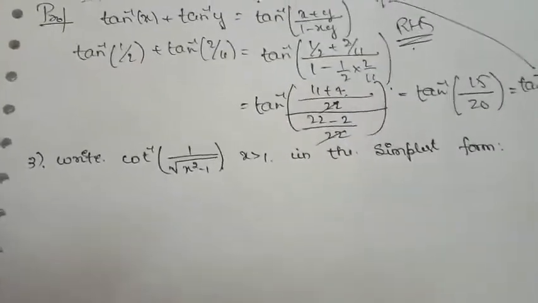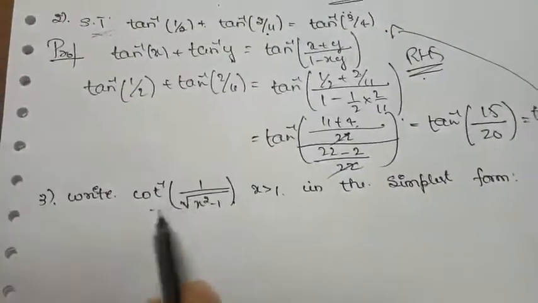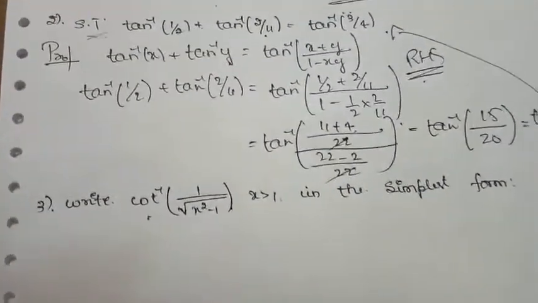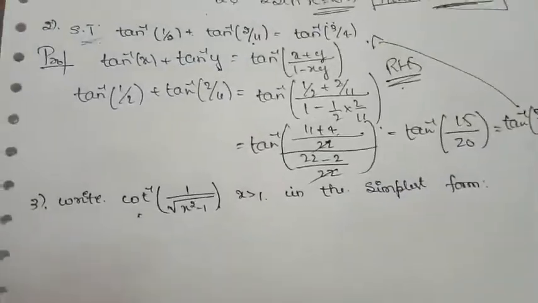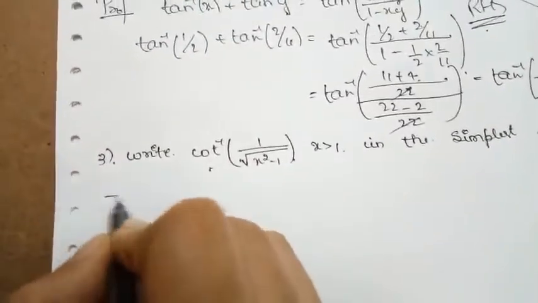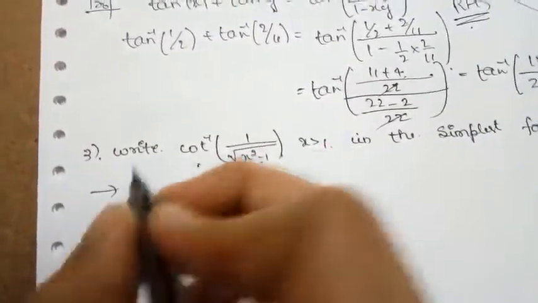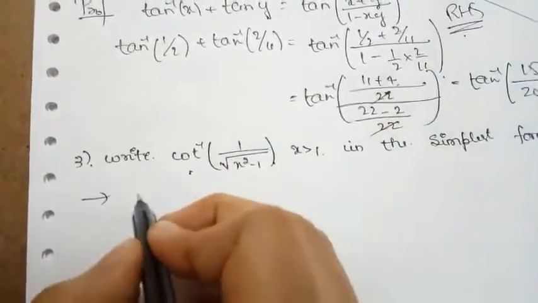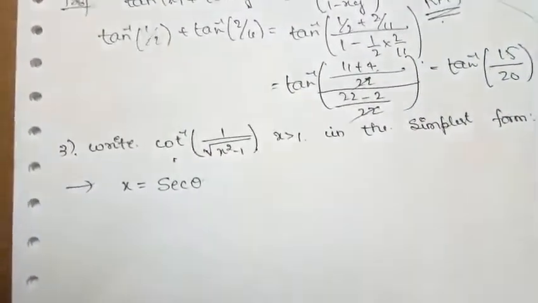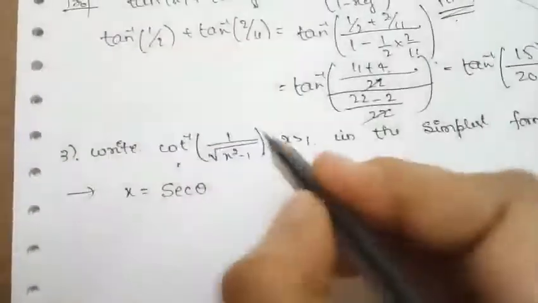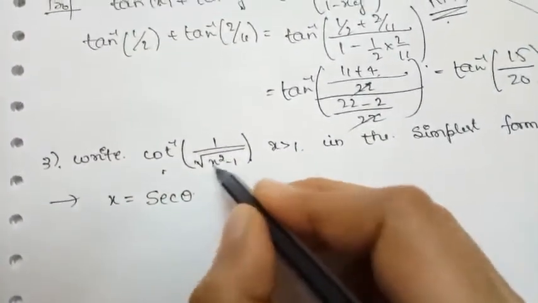The next question is, we need to write this one, that is cot inverse of 1 divided by square root of x square minus 1, in the simplest form. I need to bring this as simple as possible. So to begin, what I am going to consider is x as secant theta. Why secant theta only, you will come to know. So x is equal to secant theta.